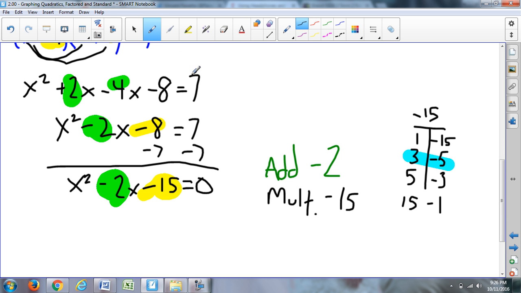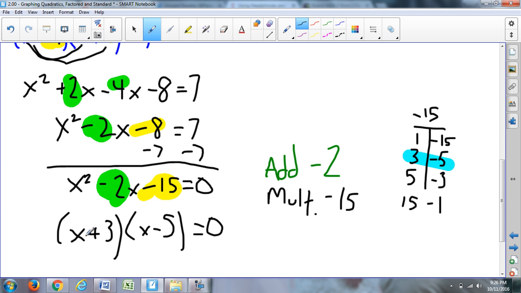All right, so we're almost done. So we got our factors. These are not our answers. These are just in factored form. I got x plus 3 times x minus 5, and that equals 0.